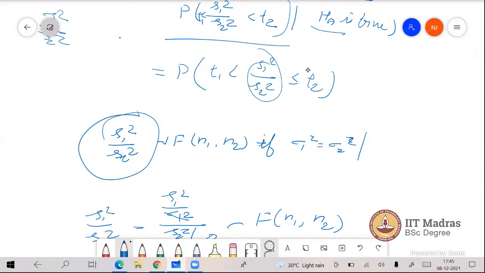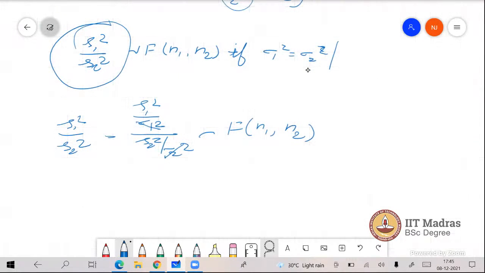So can we convert it into a standard normal? How will you convert into standard normal? Like CLT or something? How will you apply CLT? I don't know the mu. No, CLT applies only when... But sir, S1 square by S2 square will turn out to be a constant. No, constant is okay.